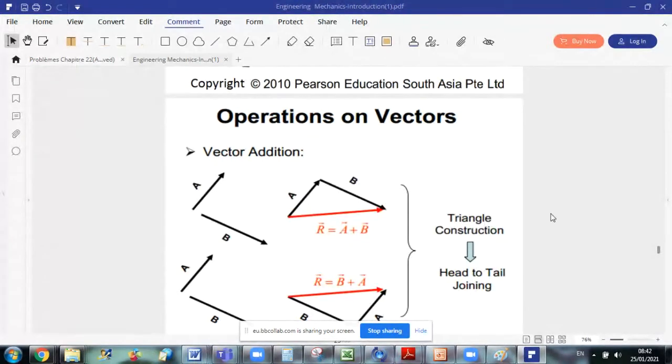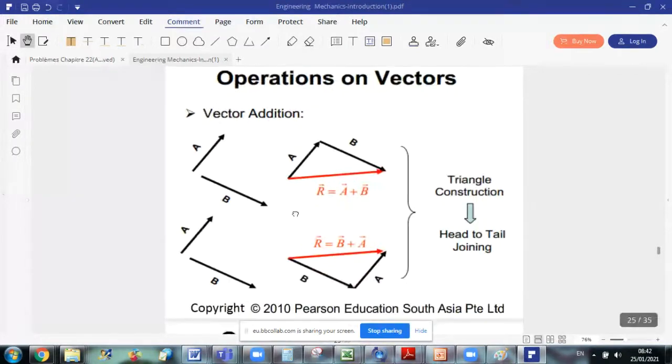So this is the triangular construction, and as you can see, you have several ways to do it. If you start by vector A, then vector B, you get A plus B. You can also start by B, then A, and of course it's the same result, because A plus B is equal to B plus A. So in triangular construction, we have head to tail joining.